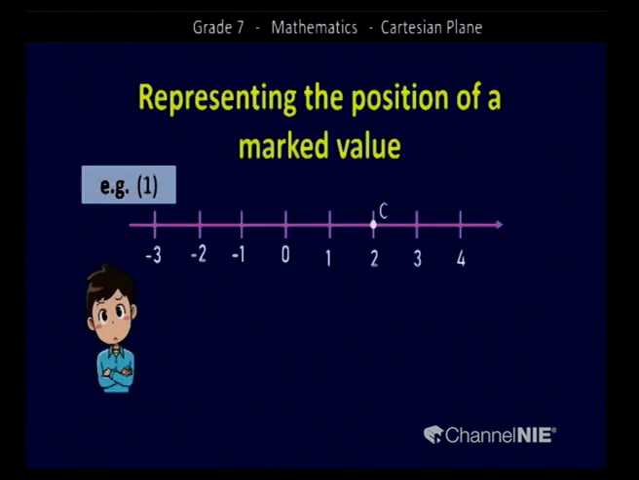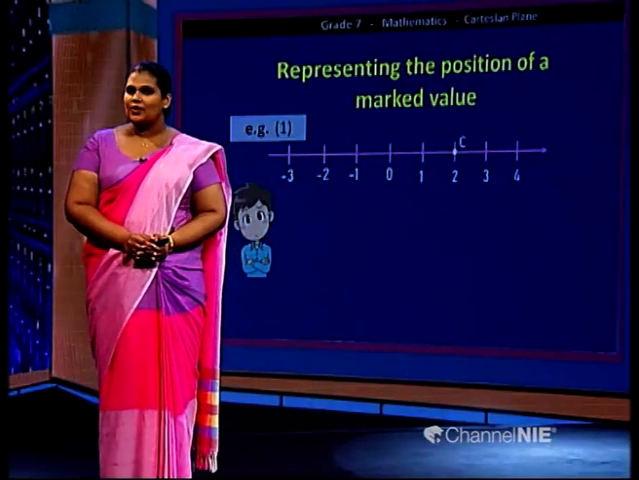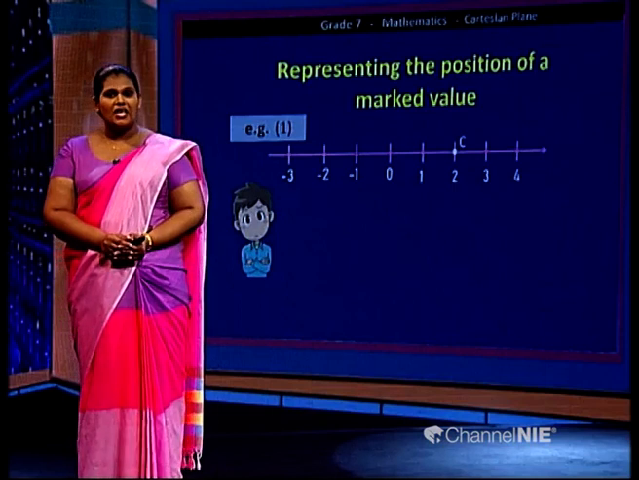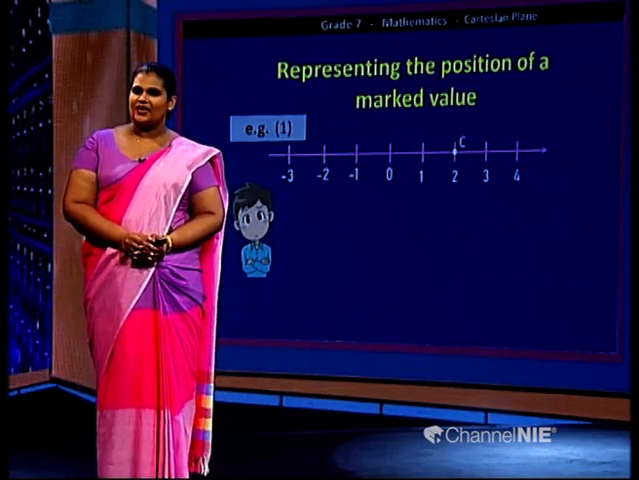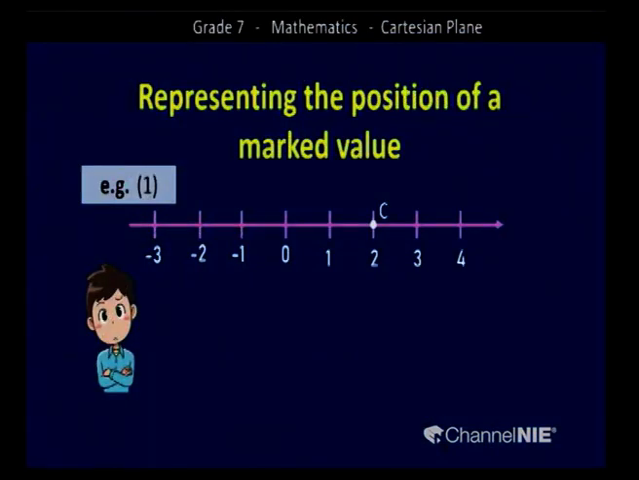So, we will move on to the next section, that is representing the position of a marked value. Now, this time the point is marked on the number line. The thing you have to do is you have to tell its value. Right. Now, look at the number line. I have marked point C on it. So, where is it? Is it in the negative direction or in the positive direction?